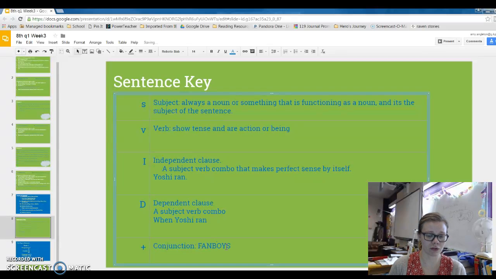Not to be mixed up or confused with fangirls. Those are very, very different. FANBOYS is just a, I forget what it's called. But anyways, it represents other words.